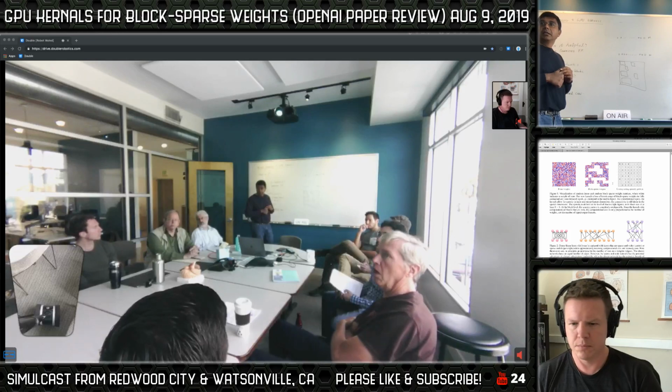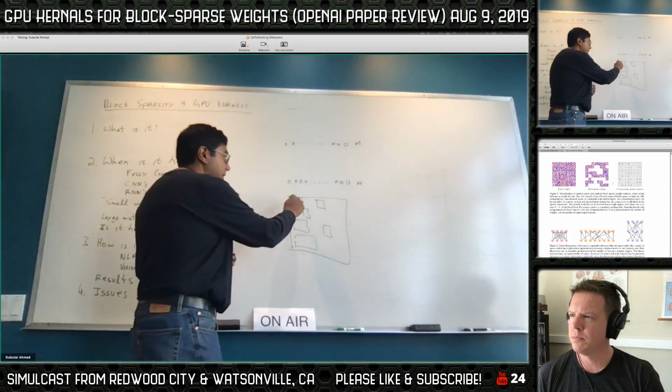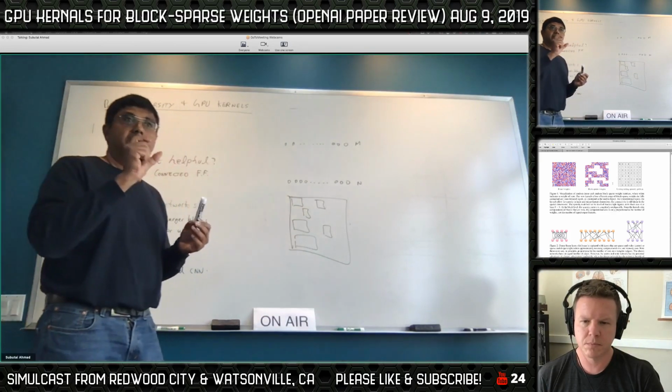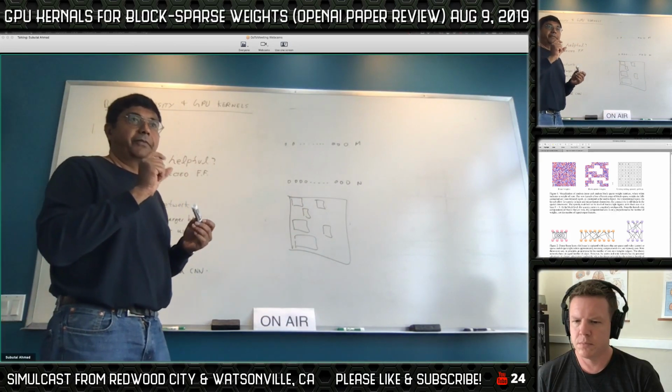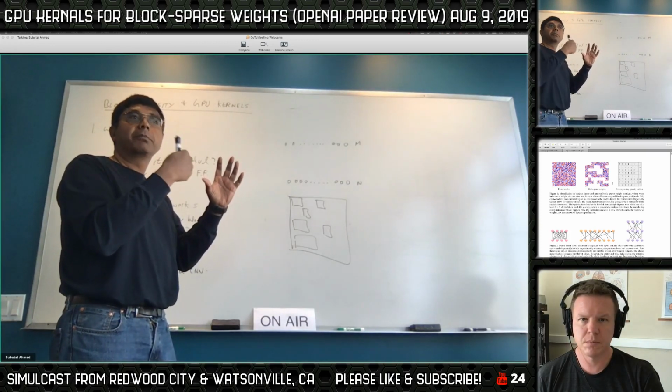Yeah. So, okay. Yeah, and I think this is a key issue for here too, is kind of the size of these blocks matter. Because as you get smaller and smaller, the overhead of running each one becomes a bigger percentage.